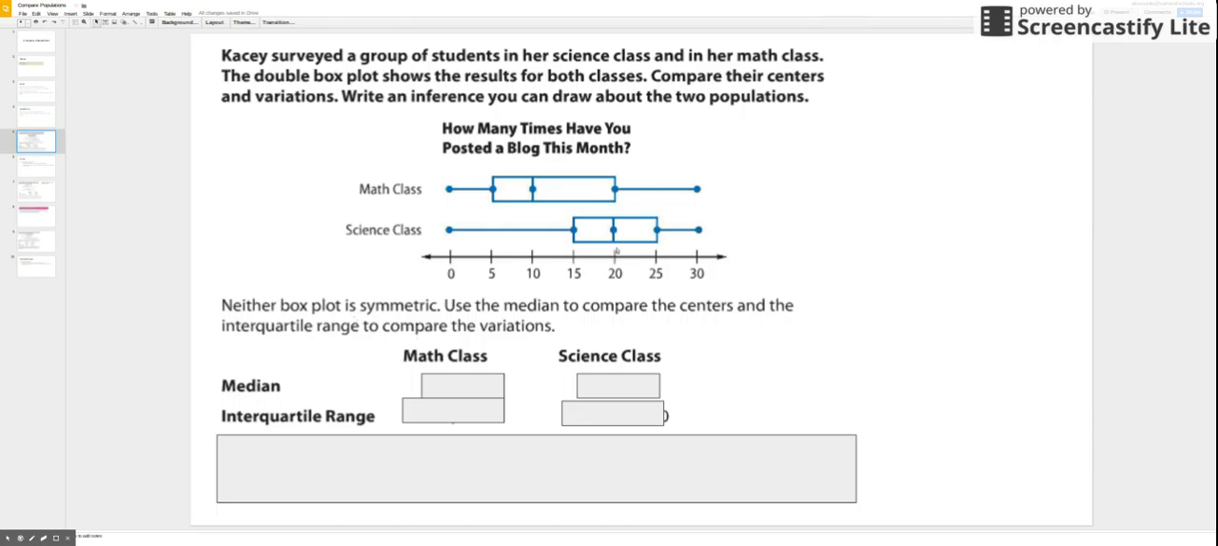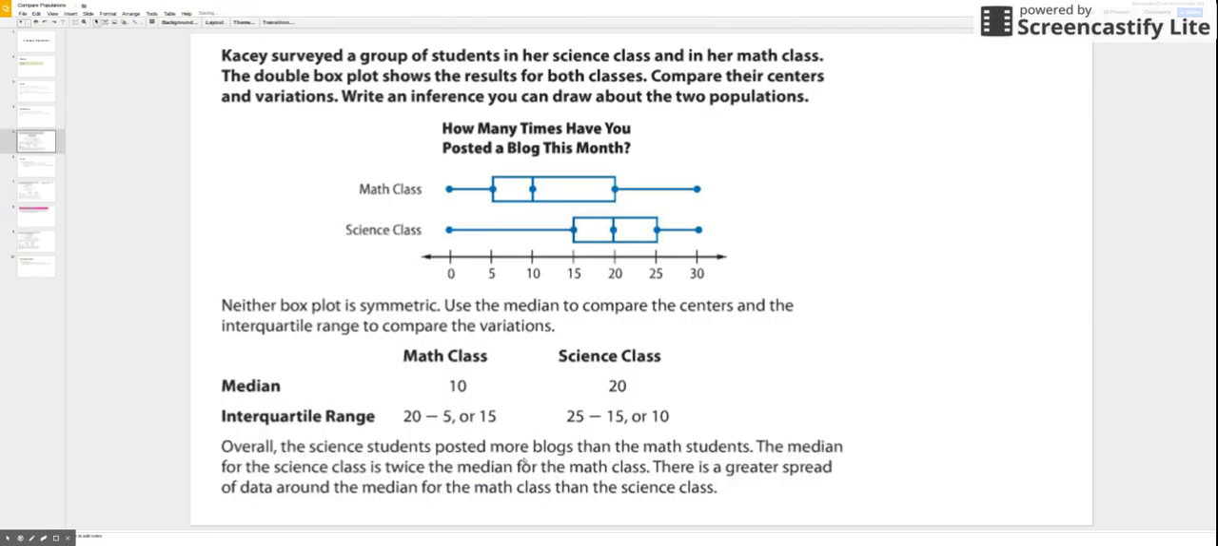But for now, let's just compare their medians and their interquartile ranges. So your median for the math class is 10 times, and your median for the science class is 20 times. Your IQR, if you remember from the lesson before, is Q3 minus Q1. So you have 20 as your Q3, 5 as your Q1. 20 minus 5 gets you 15. 25 is your Q3 here, 15 is your Q1 here. You do 25 minus 15 to get 10.